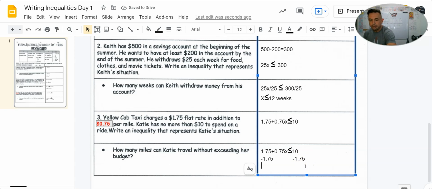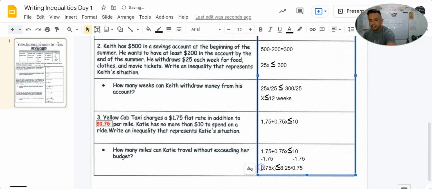After that, the 0.75 per mile falls down. My inequality symbol is going to fall down. And then 10 minus 1.75 is going to be 8.25. I'm doing this on purpose because I want to fit that big symbol in there without having to spend all the time editing the shape of the symbol. All right. So then now we have to divide both sides by 0.75, basically. So I'll divide the right side by 0.75, as well as the left side by 0.75.